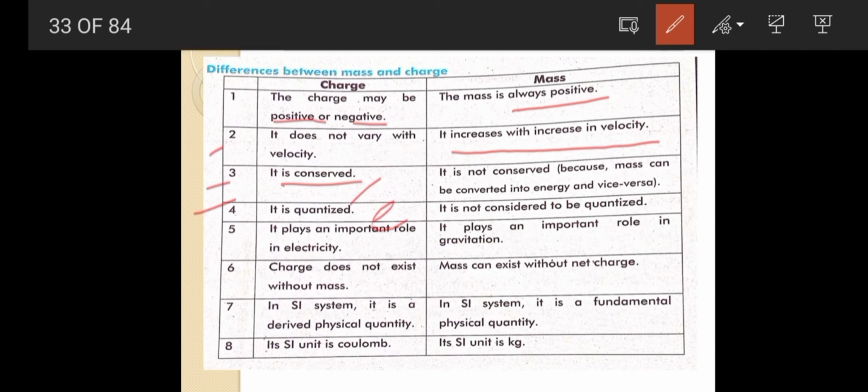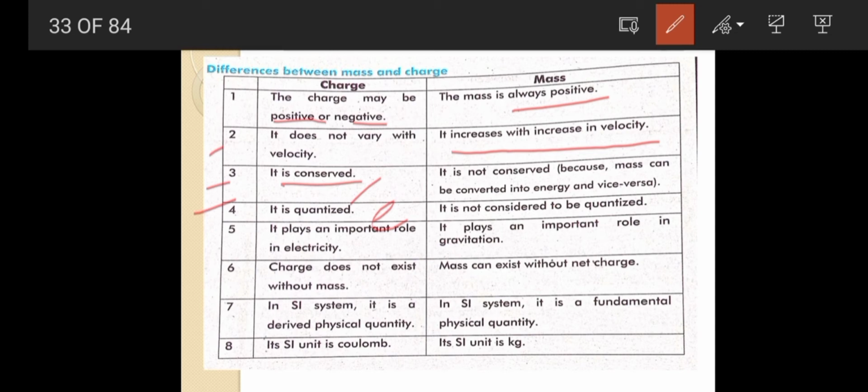Next one, it plays an important role in electricity. Charge plays an important role in electricity because the charged particle produces electricity, whereas the mass plays an important role in gravitation. Then sixth one, charge does not exist without mass. Charge does not exist without mass, whereas mass can exist without charge.